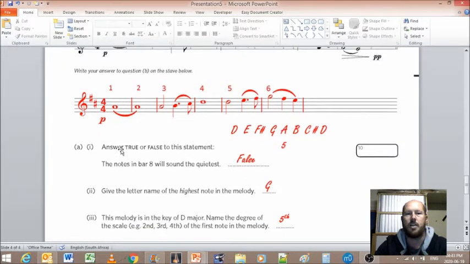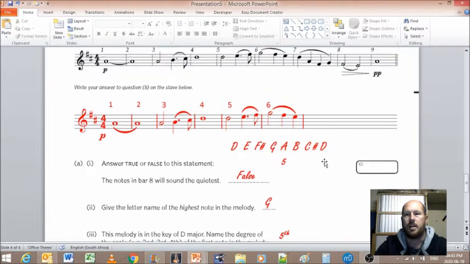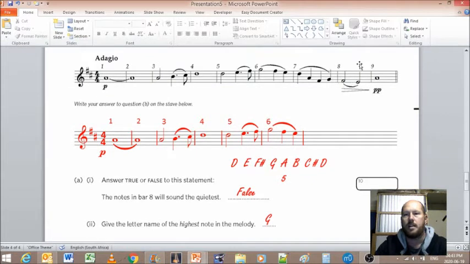It says here, answer true or false to this statement. The notes in bar 8 will sound the quietest. Right, so let's take a look at bar 8. Now what do we see here dynamics wise? We see a decrescendo, which means it's getting softer gradually. So from this note to that note, we are going softer. And then we have a PP, which stands for pianissimo. Pianissimo means really or very quiet. So this note here is very quiet.